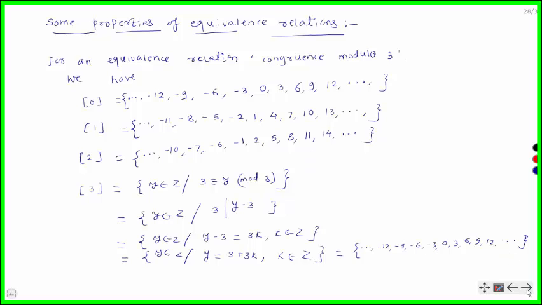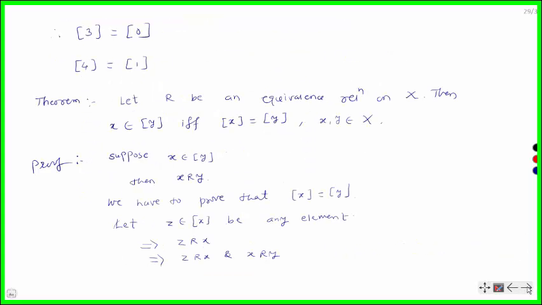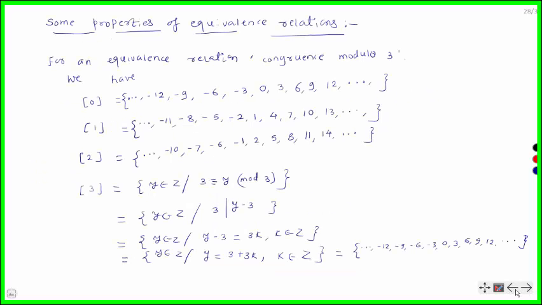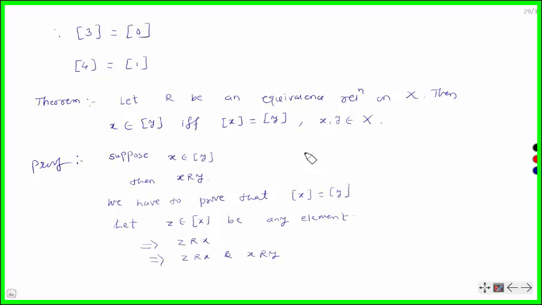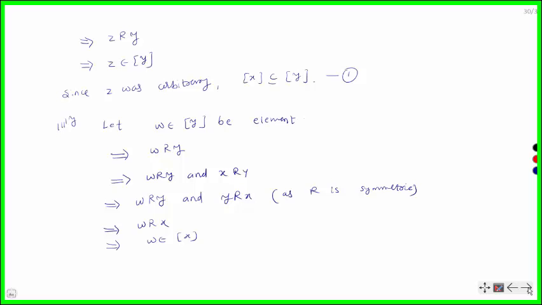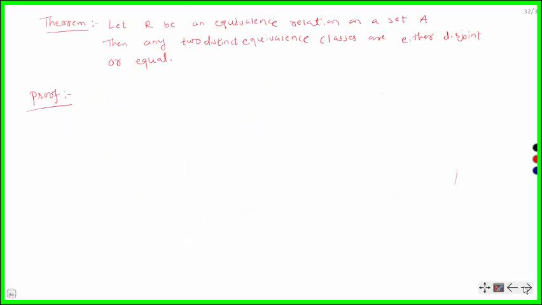This is the property, and we have to prove this property. So the equivalence class of 3 and the equivalence class of 0 are same. Similarly, the equivalence class of 4 and the equivalence class of 1 are same. Already we have proved this property, that is x belongs to the equivalence class of y if and only if the equivalence class of x is equal to the equivalence class of y. Now we are going to prove this theorem: let R be an equivalence relation on a set A, then any two distinct equivalence classes are either disjoint or equal.